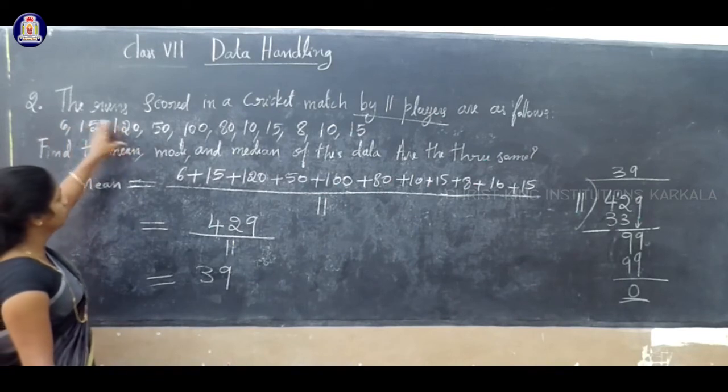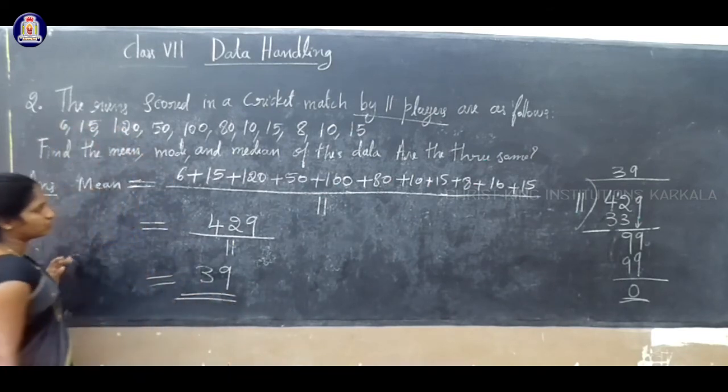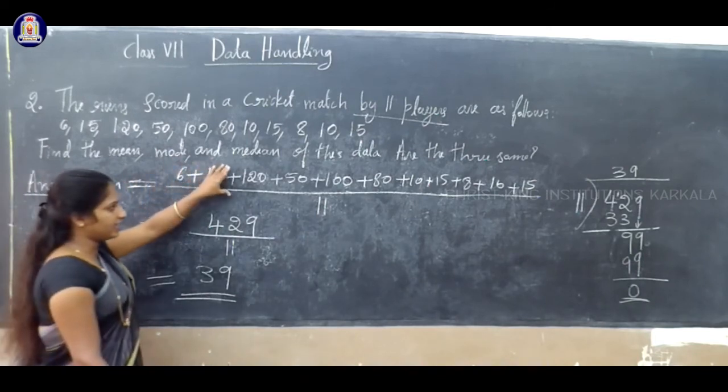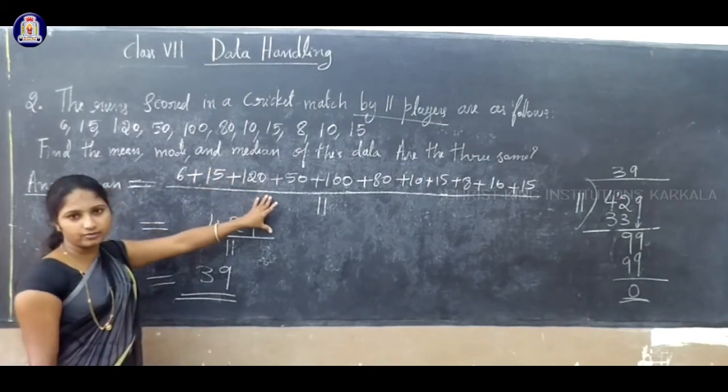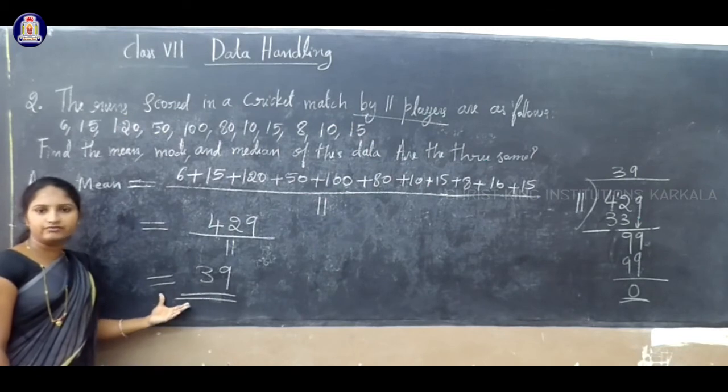The mean of the given score is 39. Now the second question is we have to find a mode and a median. First you have to find the mean. For the mean, no need of writing in ascending or descending order. Directly we can add and divide by the number of terms. So we will get the answer. That is the mean of the given data.